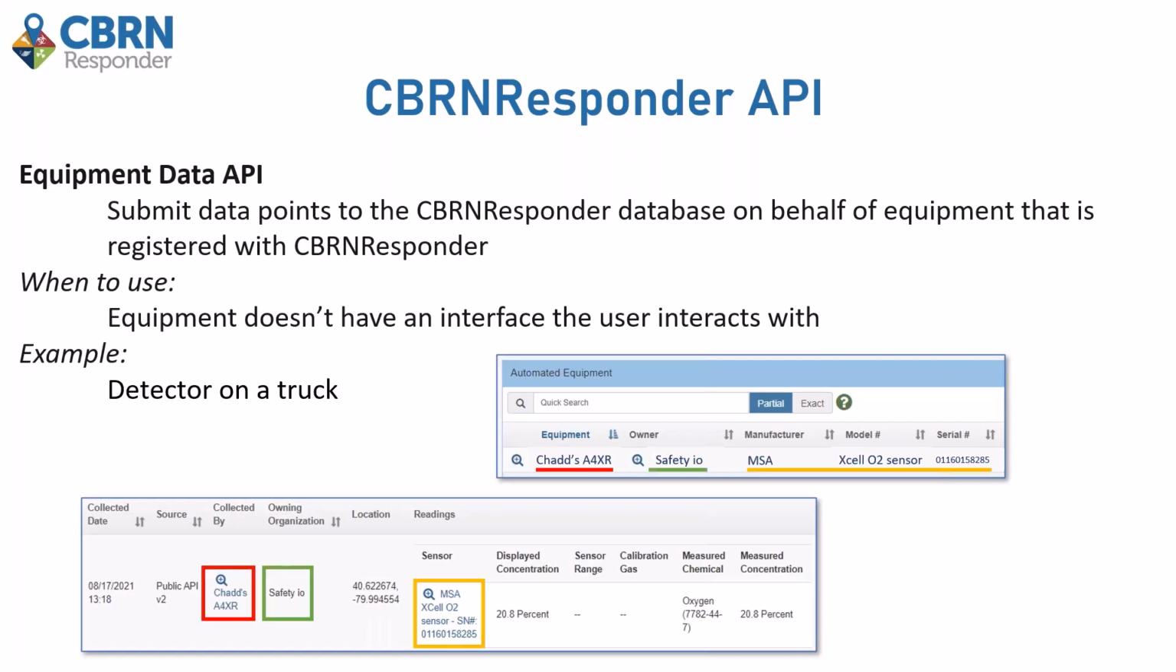You can see here that in the top image, that's the automated equipment, and it's registered to collect this data. You can see the owner of it, the manufacturer, the sensor, serial number, all of that can be used, entered, and then used to collect that chemical reading.